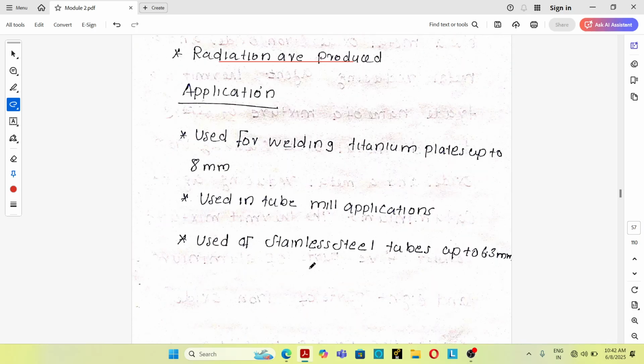Applications: used for welding titanium plates up to 8 mm, used in tube mill applications, and used for stainless steel tubes up to 6.3 mm.